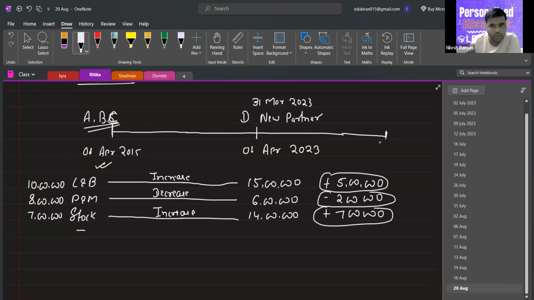But if the revaluation is done on 1st April 2028 now, he is admitted on 31st March 2023, and now we are doing the revaluation on 1st April 2028, and the same increases and decreases are there. We have not done the revaluation on 1st April 2023. We have done the revaluation on 1st April 2028. Now tell me, will D get any profit share in this profit or loss?